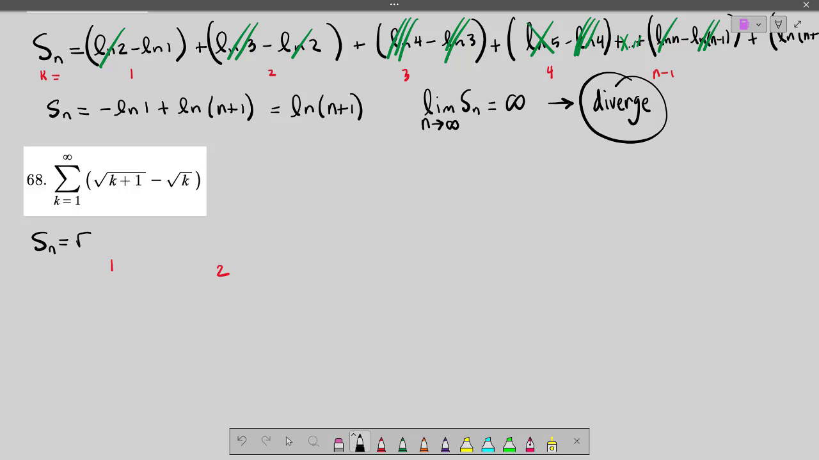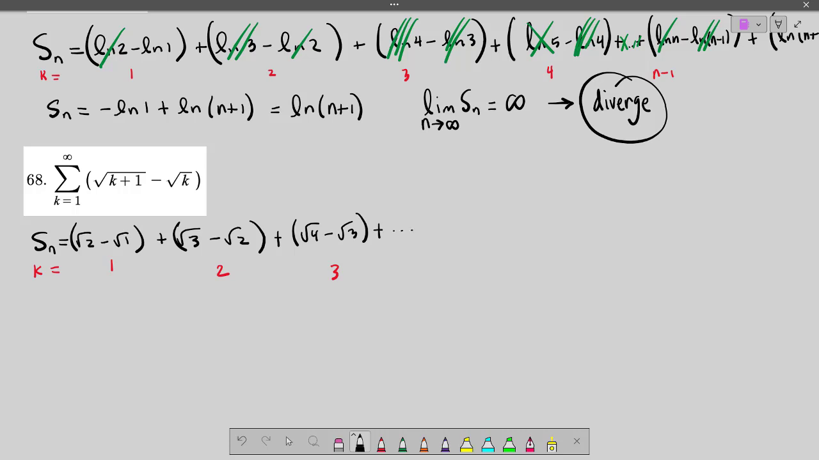Plug in a 1 and we get square root of 2 minus square root of 1. Plug in a 2 and we get square root of 3 minus square root of 2. Plug in a 3. So these are our k values. Maybe we'll just go to 3 on the front this time. 3 is usually enough. 4 really establishes the pattern. So plugging in a 3, we're going to get square root of 4 minus square root of 3.